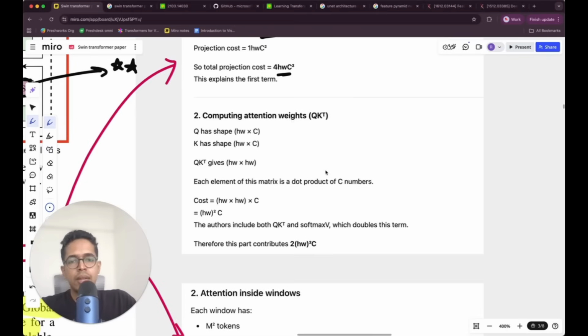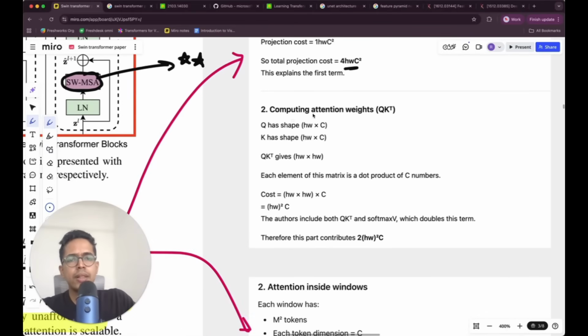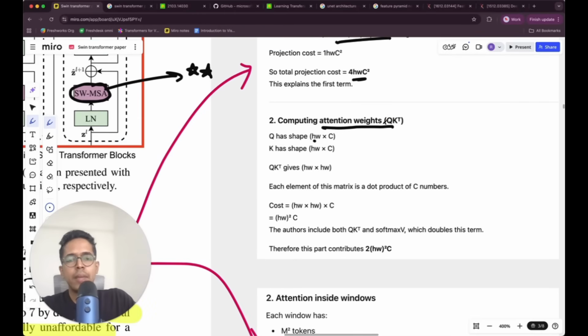Okay, now what about the second term? Now we compute the cost associated with calculation of attention weights. For Q, the query matrix, how many tokens do I have? I have HW tokens. Each token is represented by a C-dimensional vector. So Q has shape HW multiplied by C. The shape of Key is also HW multiplied by C. So when you take the dot product, it will be HW multiplied by HW. That will be the dimensionality of query dot key transpose: the number of tokens along the row and the same number of tokens along the column. So the number of tokens is HW, and the shape is HW multiplied by HW.